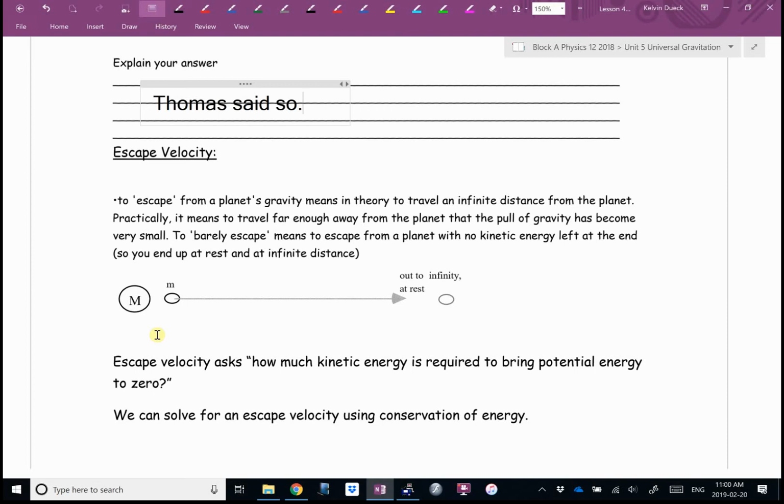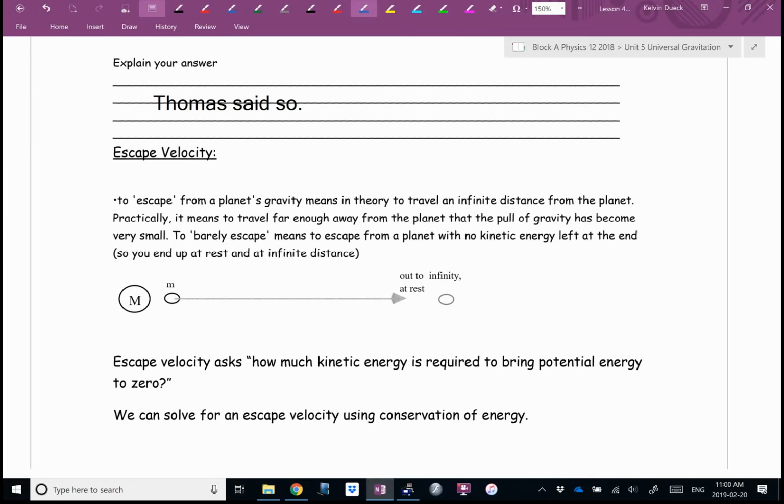That's escape velocity. So to escape from a planet's gravity means, in theory, to travel an infinite distance from the planet. In reality, it means to travel far enough away from the planet that the pull of gravity has become really small, negligible. To barely escape would mean to escape from a planet, so you fire your engines all at once and you hit your escape velocity, and now you shut your engines off. You're coasting away from the planet, but the planet's still pulling at you, so you're slowing down, you're slowing down, you're slowing down.